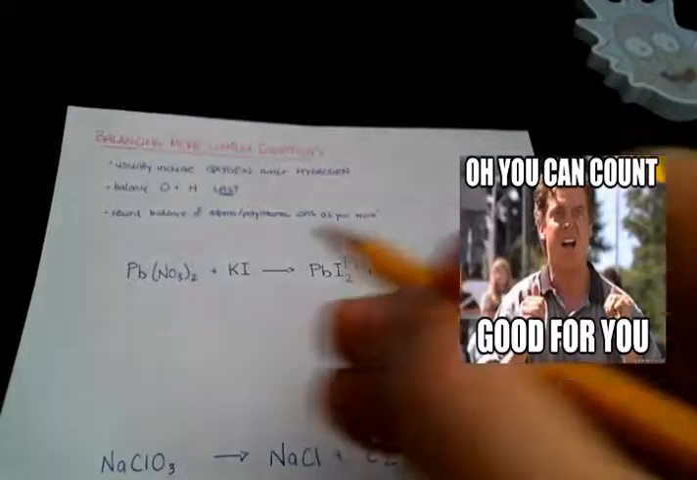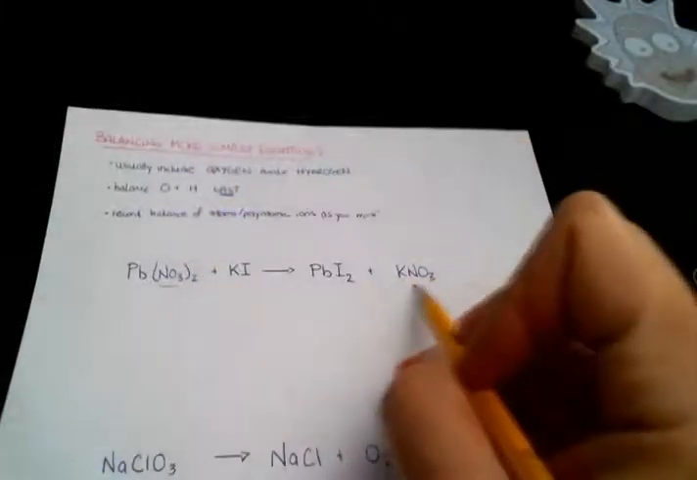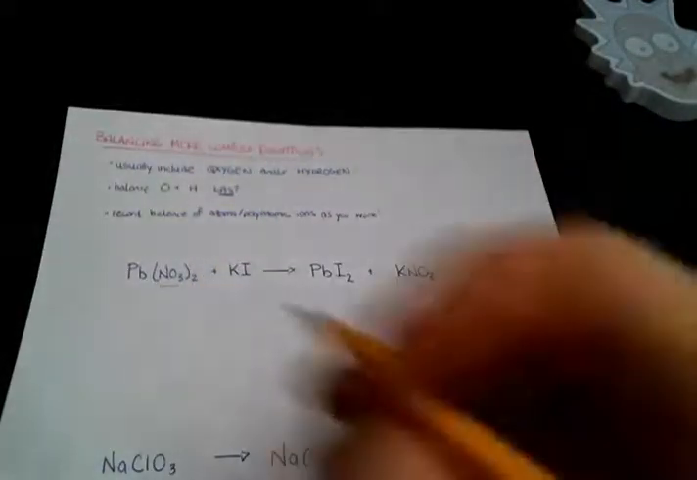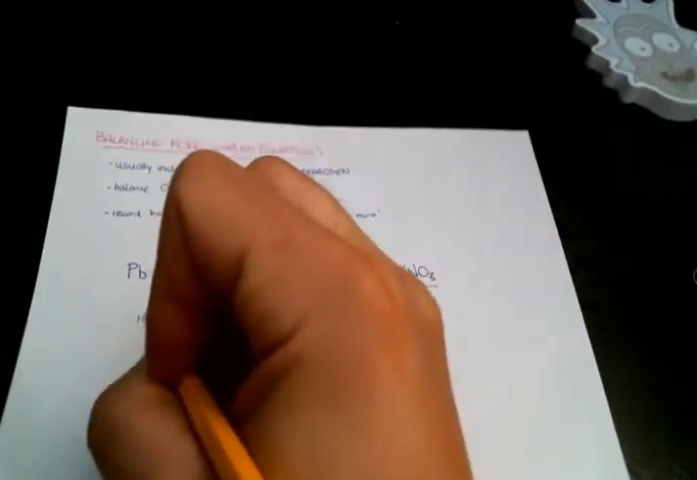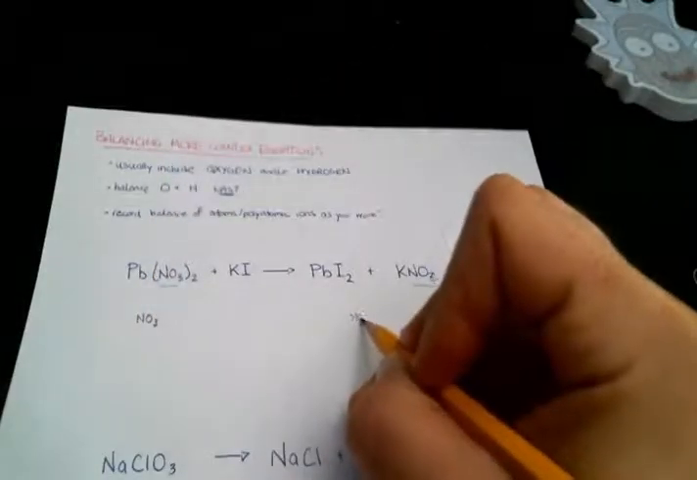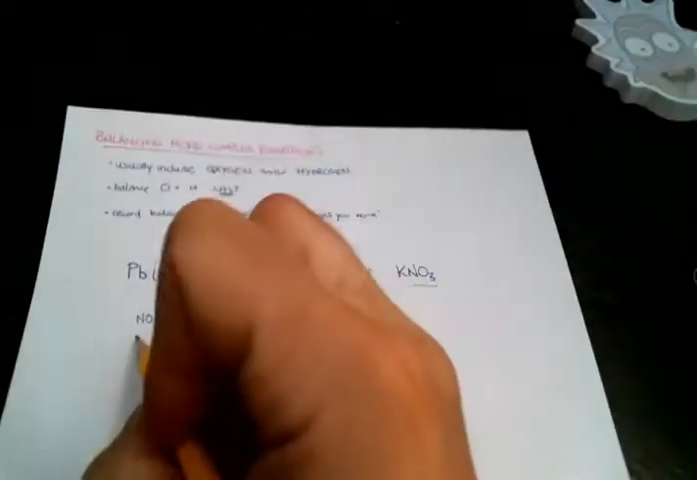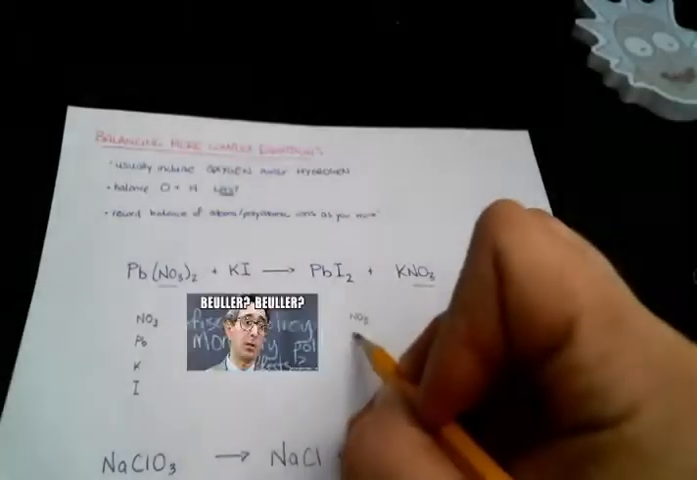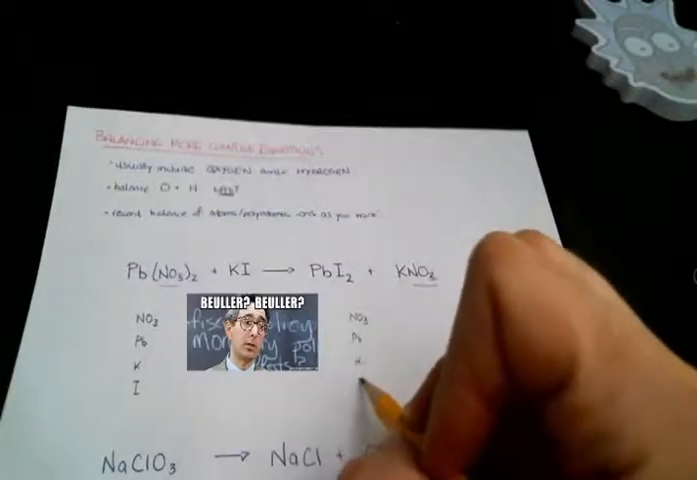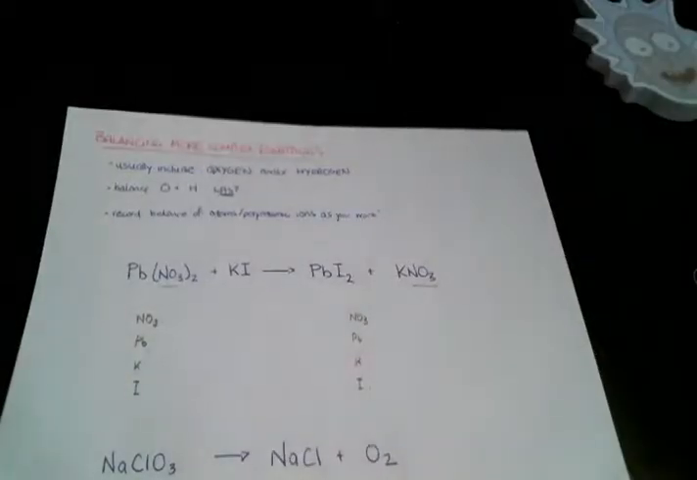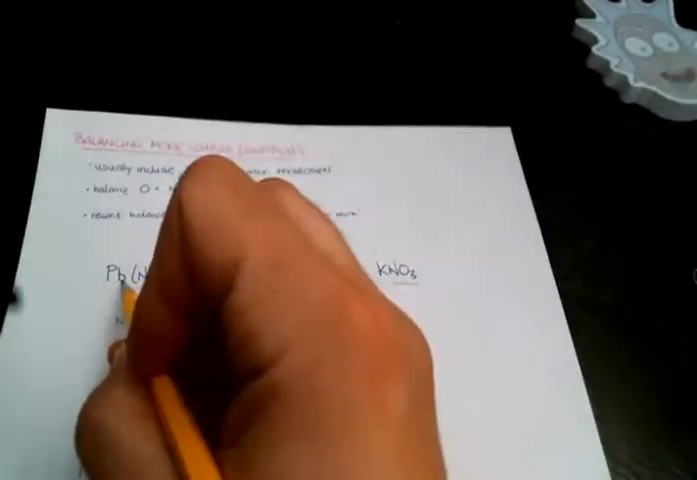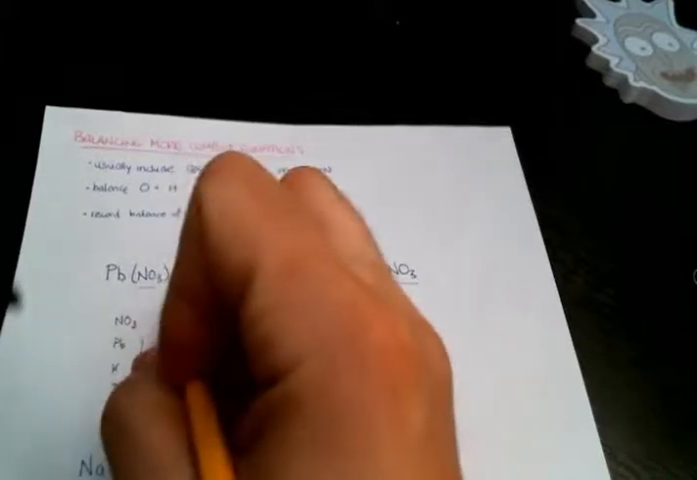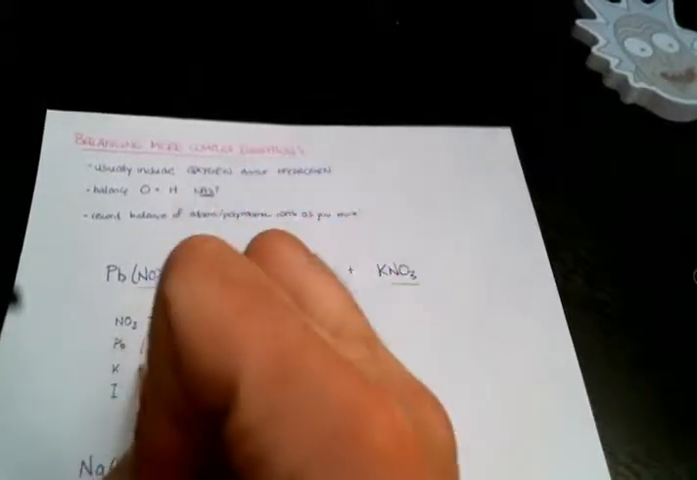The first thing I notice is that nitrate is on the left and on the right. So I'm going to keep the nitrates together as I add up the different atoms we have on each side. Okay, and then the other things I have are lead, potassium, and iodine. Before I start balancing the equation, I'm going to count how many of each I have on each side, just in case. You never know. Maybe it's already balanced. So I got 1 lead here. I got 2 nitrates, 1 potassium, and 1 iodine.